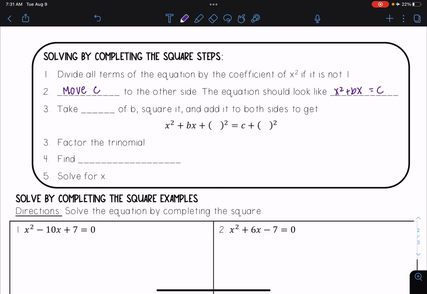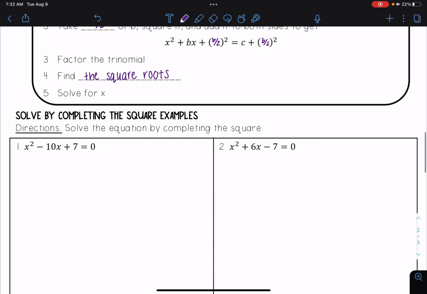Then we're going to do the actual completing the square part that we did in the previous video. We're going to take half of b, square it, and add it to both sides to get x squared plus bx plus b over 2 squared equals c plus b over 2 squared. Next, we're going to factor the trinomial. We're going to find square roots. And then we're going to solve for x. So let's look at some examples where the coefficient is already 1.